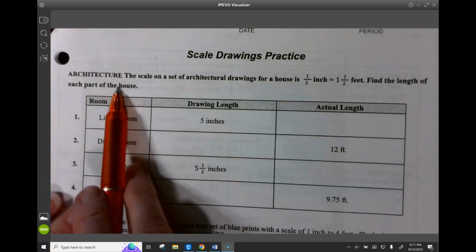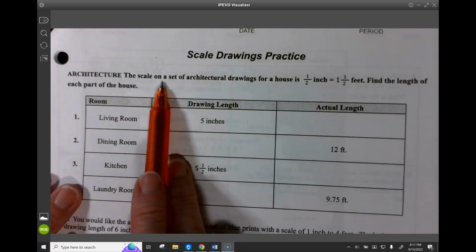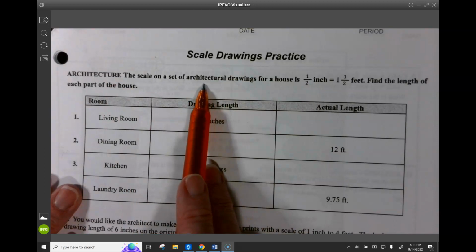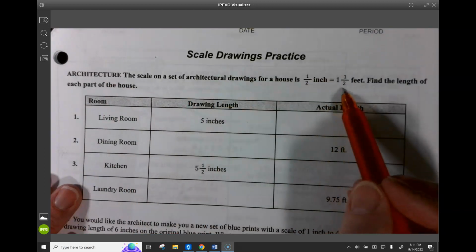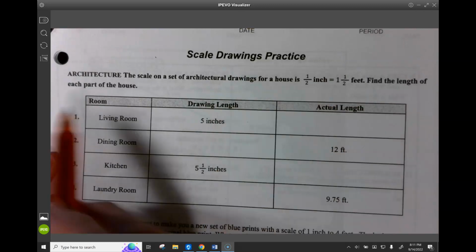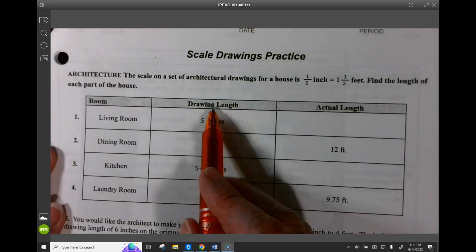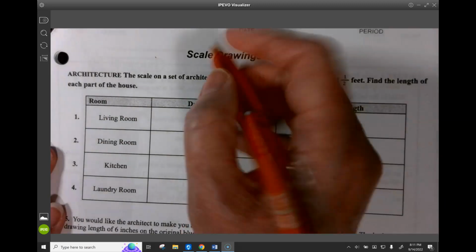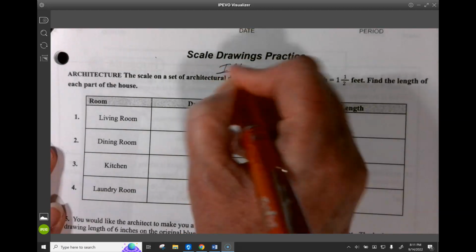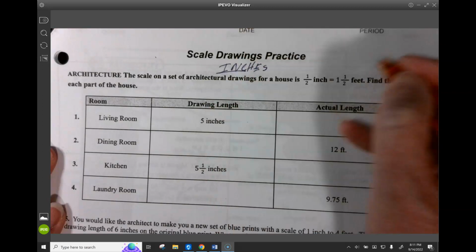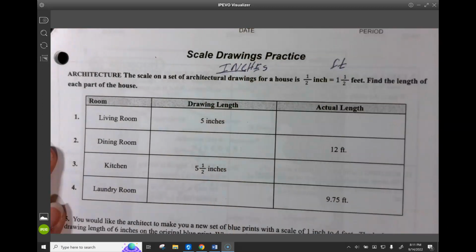Okay, so now what your homework is going to be is you're going to do the scale and a set of an architectural drawing is 1/2 inch to 1.5 feet. Okay, find the length of each part of the house. Now look, it actually sets it up for you, doesn't it? It sets up the drawing and the actual. This would be the inches, wouldn't it? Inches. And this would be the feet.